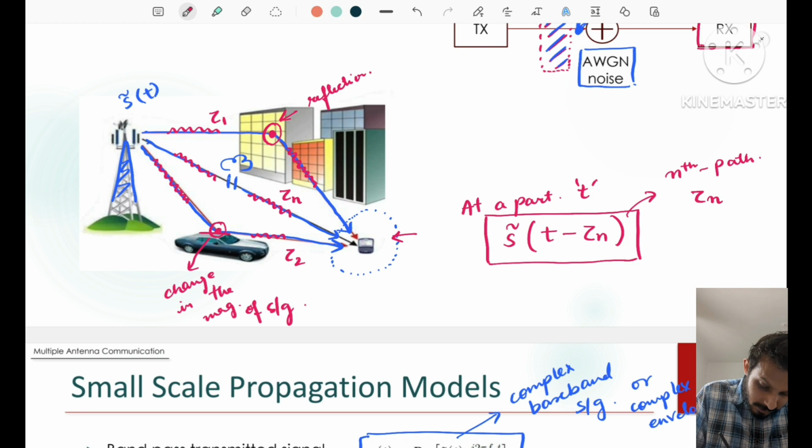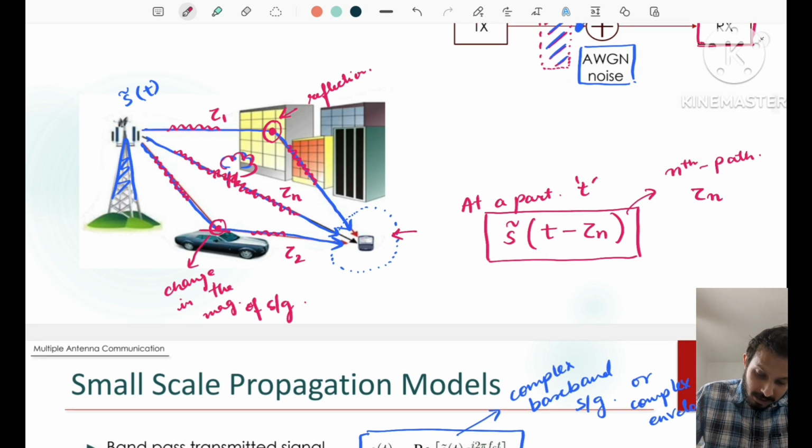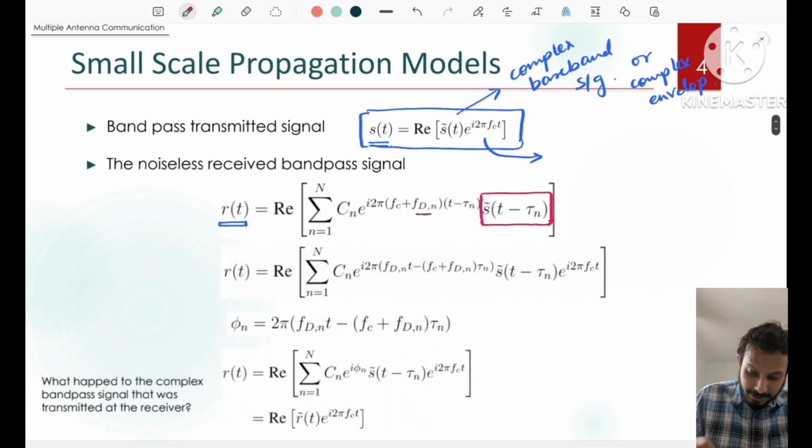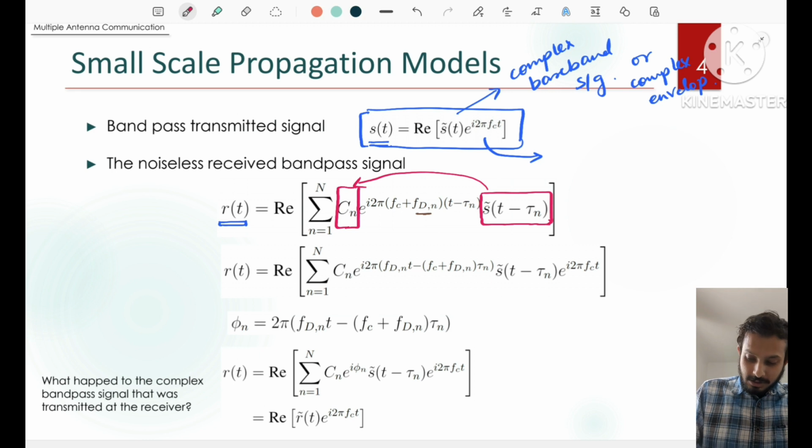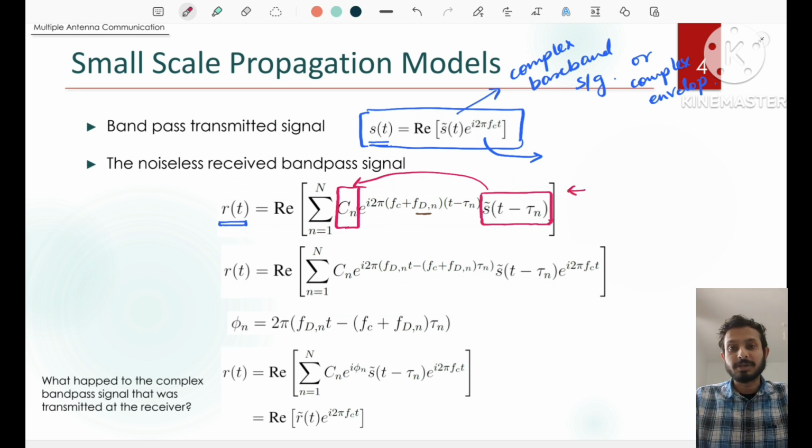Or due to these trees, there may be some attenuation along the path. So as a result, each path will have a certain amplitude, and this is represented by Cn. So till now we have a signal that is transmitted, the complex envelope of the signal transmitted from the transmitter. It will undergo a propagation delay of tau n.